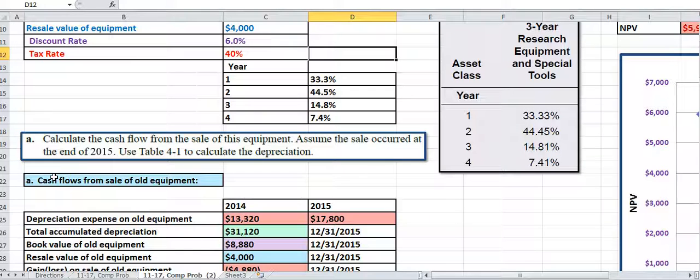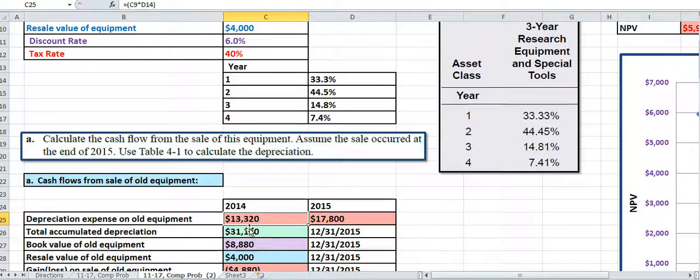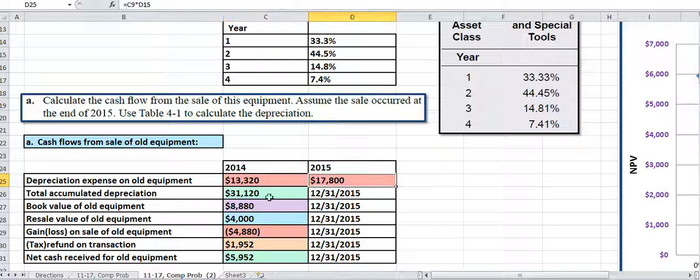Okay, so now we want to calculate the cash flow from the sale of this equipment. Assume this sale occurred at the end of 2015. So the first thing we want to do here is calculate the depreciation. I've got the formulas in here that simply multiply the cost right here, 40,000, by the year 1 and year 2 percentages. So you see this is going to be higher in 2015 because 45.5% is higher than 33.3%. Then we just simply add those two up and put it here, and I've got the formula for that.